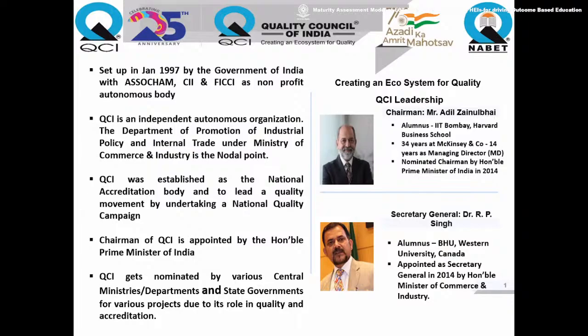And our Secretary General is Dr. R.P. Singh. He is the alumnus of BHU Western University, Canada, and he's been appointed by the Honorable Minister of Commerce in 2014. So QCI gets nominated by various central ministries and departments and state governments for various projects due to its role in quality and accreditation.